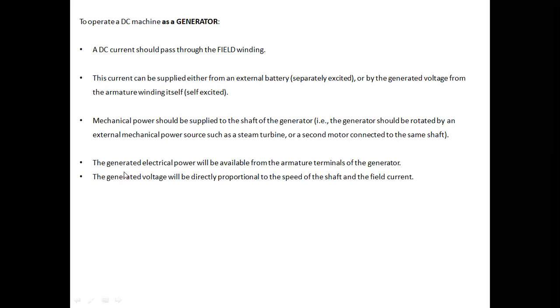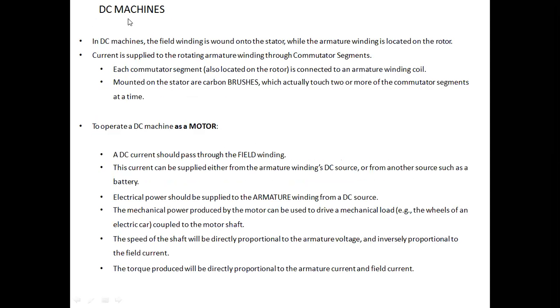So the generated voltage will be directly proportional to the speed of the shaft, and it will also be directly proportional to the field current. But when we are using the DC machine as a DC motor, we have seen the speed is inversely proportional to the field current, because here we are putting the field winding on the stator.